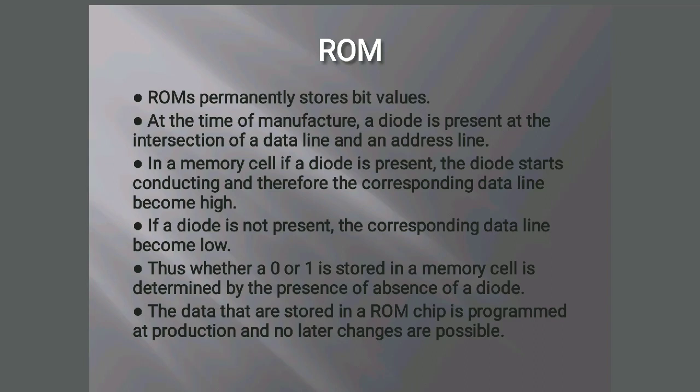ROM. ROMs permanently store bit values. At the time of manufacture, a diode is present at the intersection of a data line and an address line. In a memory cell, if a diode is present, the diode starts conducting and therefore the corresponding data line becomes high. If a diode is not present, the corresponding data line becomes low. Thus, whether a 0 or 1 is stored in a memory cell is determined by the presence or absence of a diode. The data stored in a ROM chip is programmed at production and no later changes are possible.